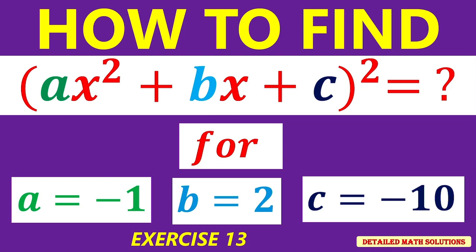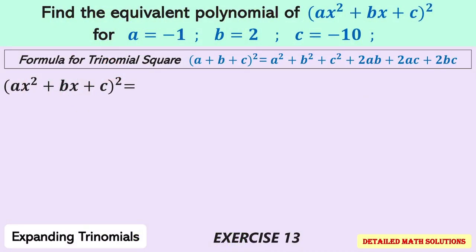In this video, I'm going to write step by step how to find the equivalent polynomial of the trinomial square displayed on the screen for a equals -1, b equals 2, and c equals -10. Find the equivalent polynomial of (ax squared plus bx plus c) in parentheses squared.